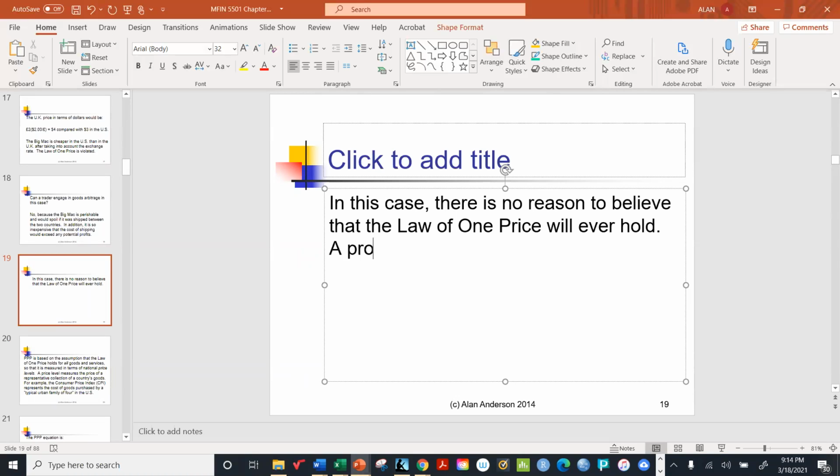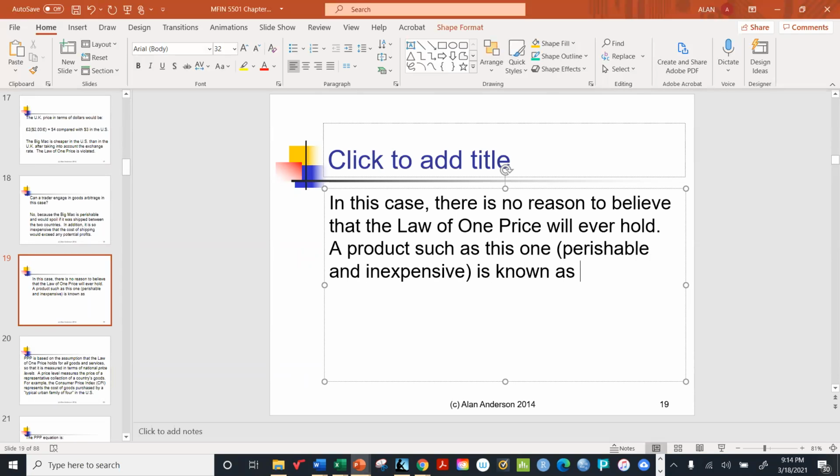So a product such as this, which is perishable and inexpensive, is known as a non-traded good because trade would be unprofitable.